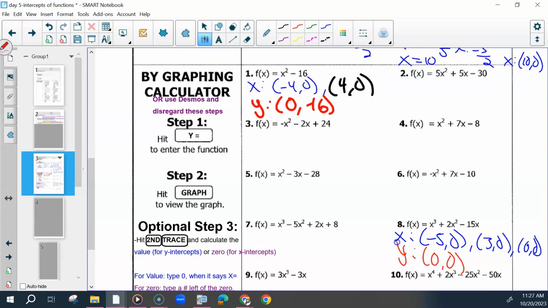Have any questions on how we find x and y intercepts in Desmos? Okay. So I'm going to give you guys 10 minutes to practice doing either the calculator or Desmos, as many of these as you can in 10 minutes. Calculator or Desmos, you can work together, use Desmos or the calculator or both. Let me know if you have any questions.